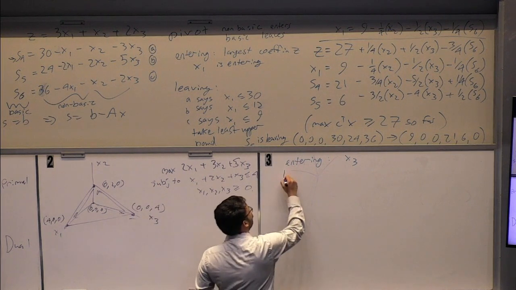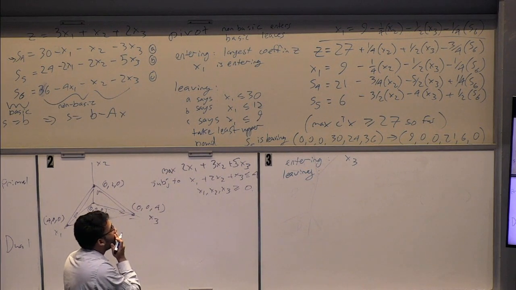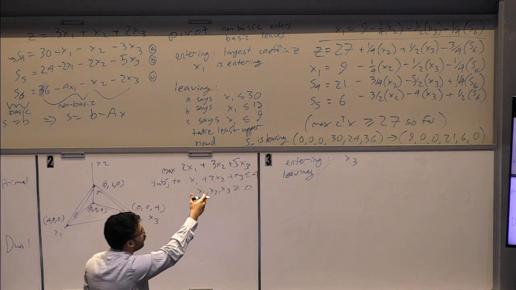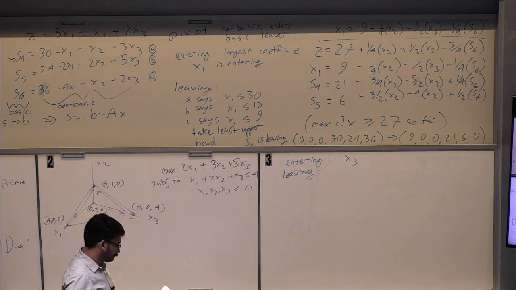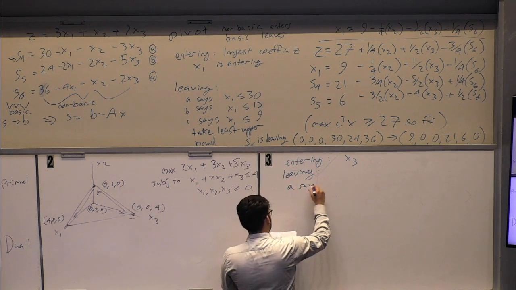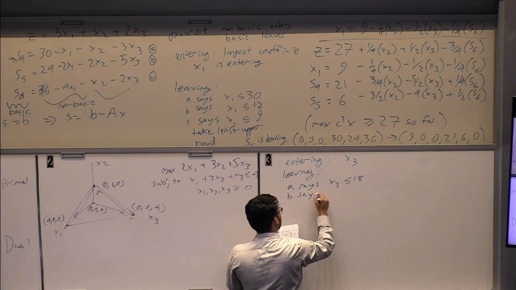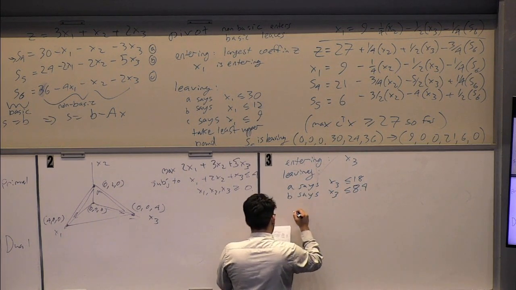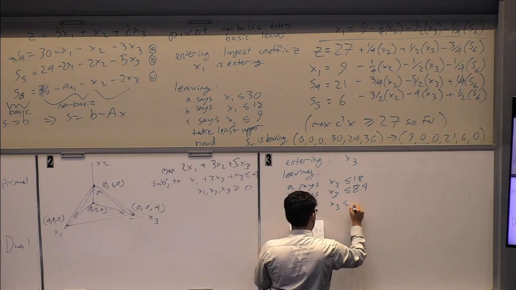Now, leaving, you want to consider, again, the ratios. Suppose you chose to maximize x3. Suppose I were to write those bottom three equations, S1, S4, S5, in terms of what they say about x3 as an upper bound. I have the following. A says x3 is less than or equal to 18. B says x3 is less than or equal to 8.4, whatever that is as a fraction. And then C says the least upper bound, which is that x3 is less than or equal to 1.5, right?